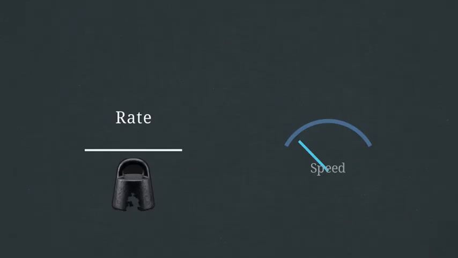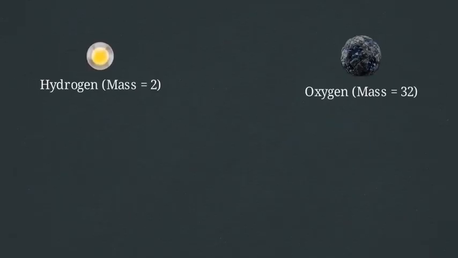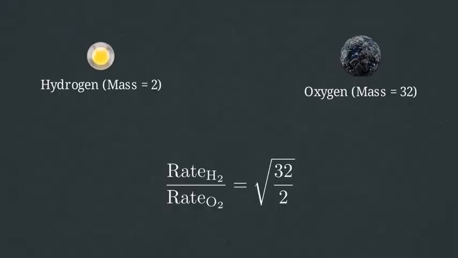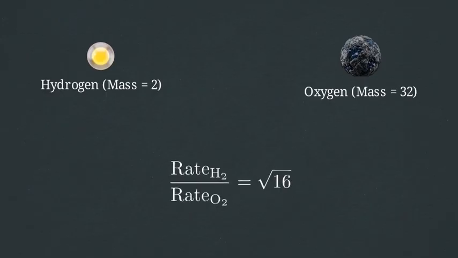Let's look at a practical example using light hydrogen, with a mass of 2, and heavy oxygen, with a mass of 32. To find the relative rate, we place oxygen's 32 on top and hydrogen's 2 on the bottom. 32 divided by 2 is 16, and the square root of 16 is 4. Physically, this means for every 1 molecule of oxygen that escapes, 4 molecules of hydrogen will have already made it out in that same window.